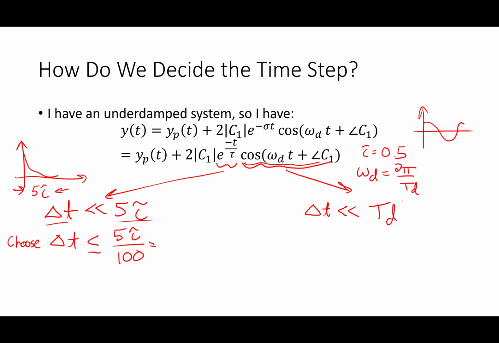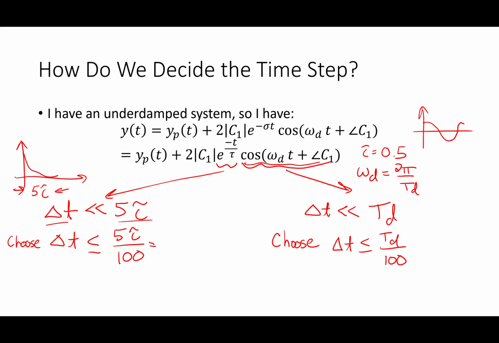Okay. So how can I choose delta t in this case? How could I choose that? Yeah. So what if I choose delta t to be less than or equal to the period divided by 100? Okay. Two reasonable choices. Now, there's almost no chance those two numbers are going to be the same. Let's plug in some numbers here.